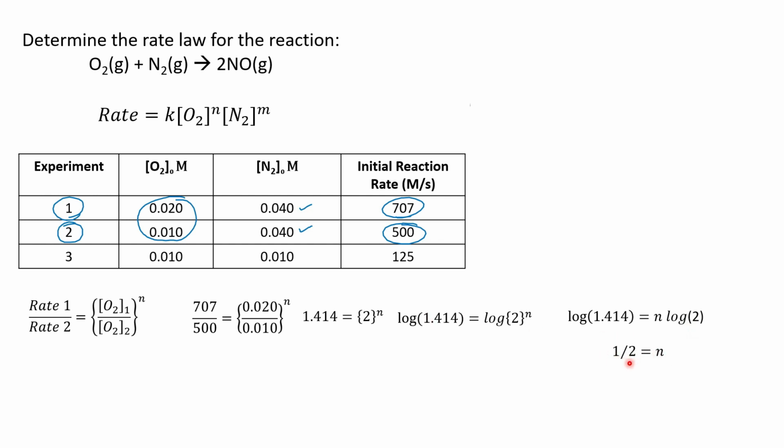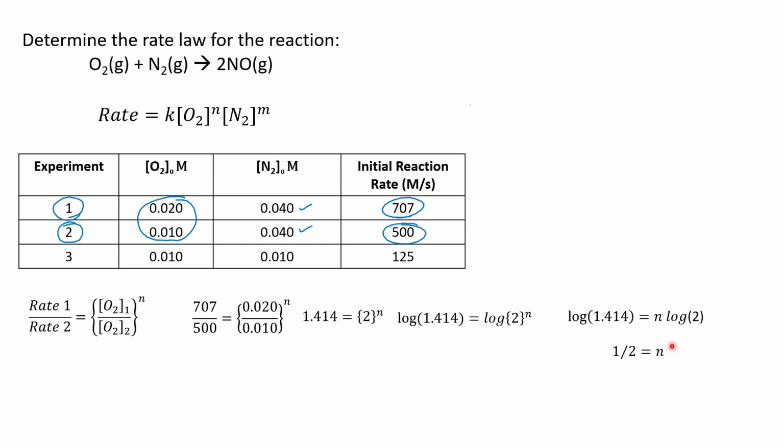If you're ever unsure if your value of n is correct or not, if you've gone through these steps properly, just plug n back into this expression. What is 2 raised to the 1/2, or what is the square root of 2? You're going to get 1.414. So it's always nice that you can do these internal checks to make sure your math is done correctly. My value of n is 1/2. That means the order of my oxygen is 1/2.